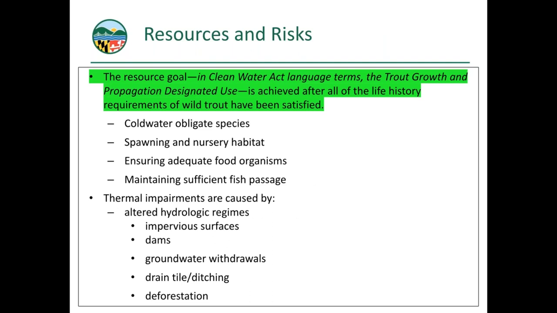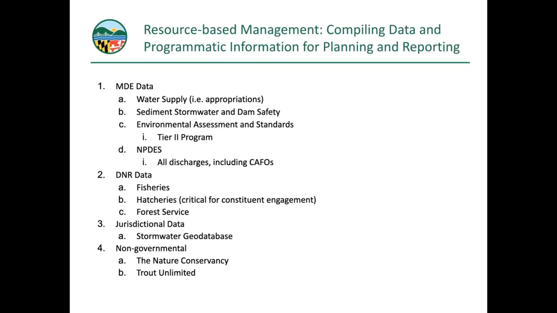So again, just to review, what we've been talking about here is the fishery. What we need to be protecting through this TMDL are cold water obligate species, spawning and nursery habitat, ensuring adequate food organisms, and maintaining fish passage. But our impairments keeping us from doing that are, like mentioned before, impervious surfaces and dams. We have a tremendous amount of old dam structures in this part of the country from early settlement, some of which have been dewatered, some which still have water. Those in and of themselves are thermal hotspots on the landscape, which our Department of Natural Resources has begun to try to mitigate. Groundwater withdrawals, drain tile and ditching, deforestation. These are all stressors we're familiar with as folks who work in this sector.